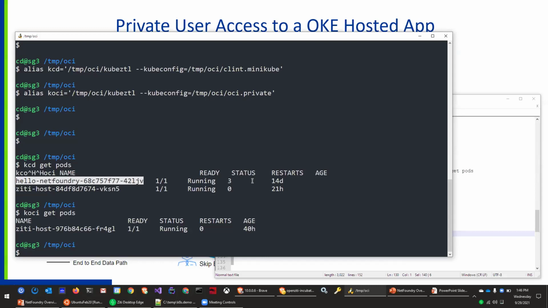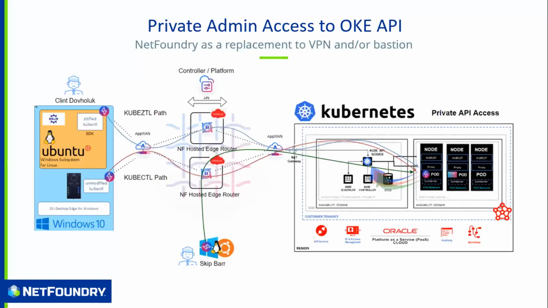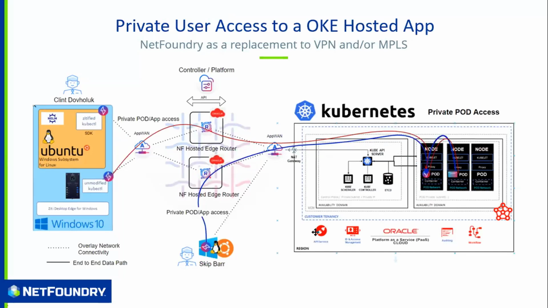Thanks, Clint. So if you stop sharing, I'll bring up my screen quickly. So what we basically just saw is by putting in Ziti and NetFoundry into our OKE pods in our cloud, we were able to get access to the API as an administrator while it's completely private and unaddressable on the internet without having to deploy your traditional VPN or Bastion host. And simultaneously, we did the same thing, but to access the services in the pods.